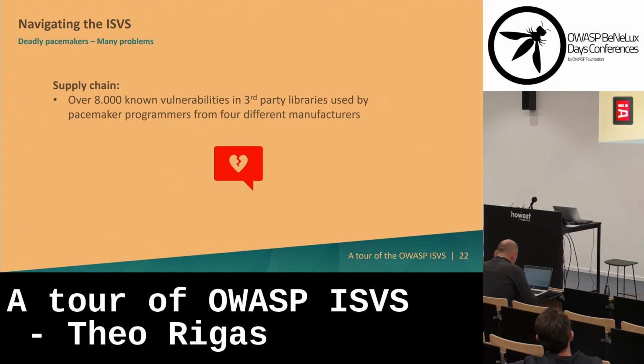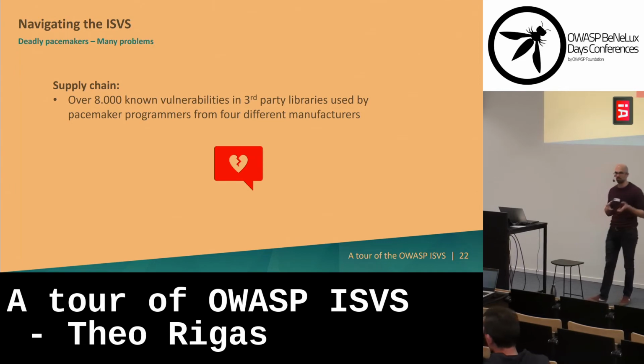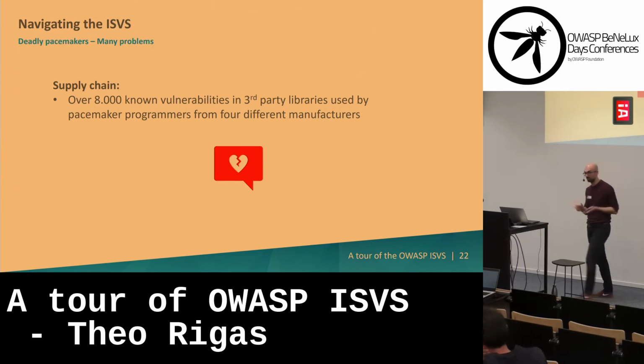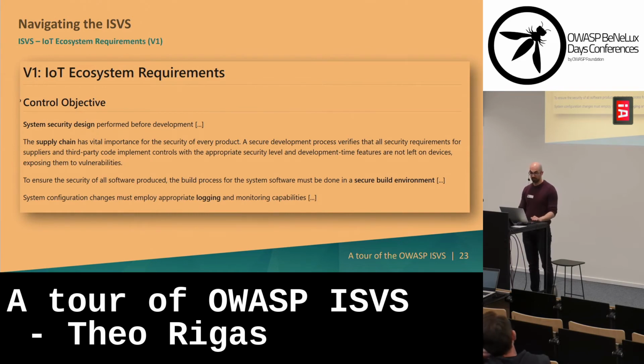So I'm going to start from the bottom, basically going through the chapters of the ISVS. In chapter 1, we have the entire ecosystem, and in this case, the supply chain of this thing was broken. So the researchers saw that there were over 8,000 known vulnerabilities in third-party components that were integrated in the applications that were running on the pacemakers. So how would the ISVS prevent that?